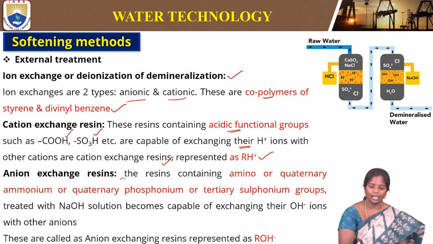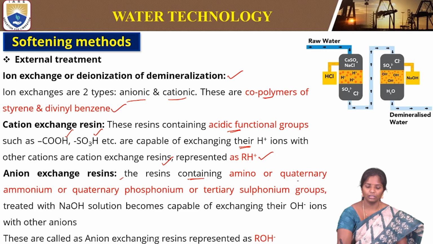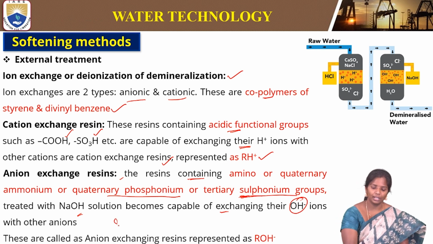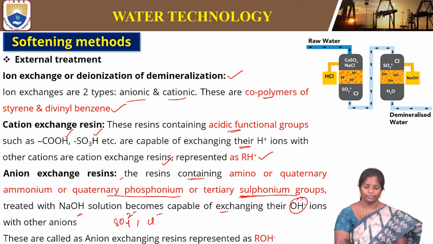Then the other one is the anion exchange resin. There are some resins that contain amino, quaternary ammonium, quaternary phosphonium, or tertiary sulfonium groups. These groups are anionic in nature, and when treated with sodium hydroxide they become capable of exchanging their OH- ions. These OH- ions present in the resins get exchanged with other anions like sulfate or chlorides present in the water. These are called anion exchange resins, and are represented by ROH-.